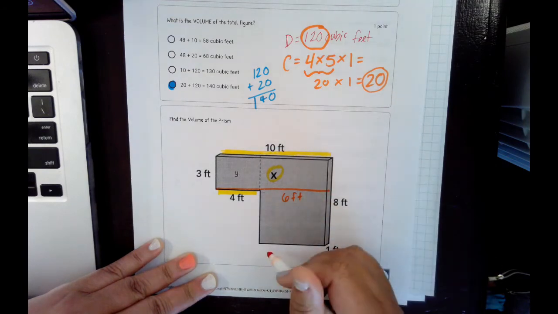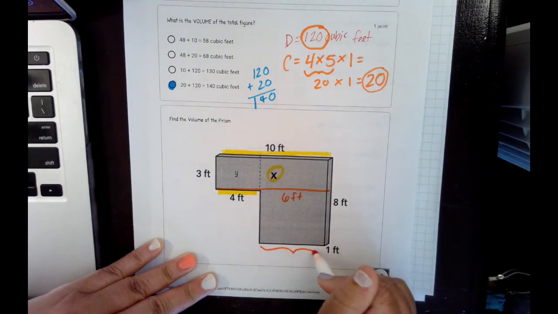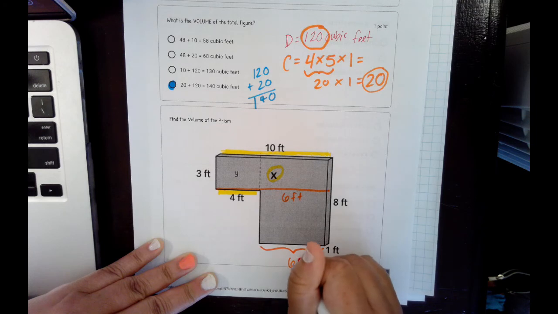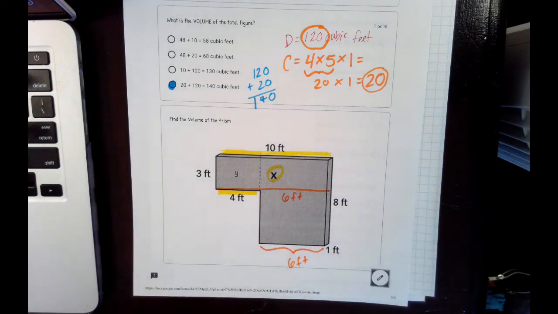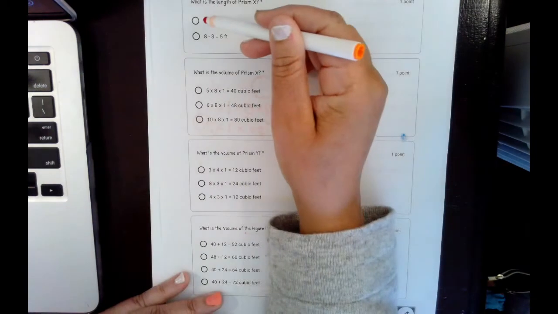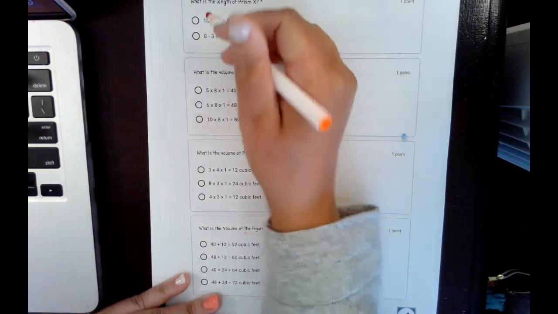So I'm going to put that down here. I'll draw a little. This is 6 feet because 6 plus 4 is 10. Okay, let's go back. We just did 10 take away 4 is 6. That's it. I didn't even know that was one of the options. We did it so well. We're so great. What is the volume of prism X?